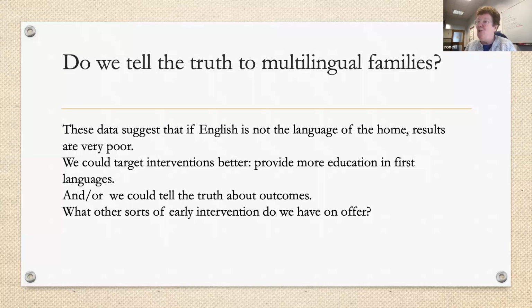As well as that, we could talk to parents about what the truth is about the outcomes. And that's a very difficult ethical issue, isn't it, for cochlear implant centres? So what other sorts of early intervention do we actually have to offer them? Because for some children, in those groups particularly where English is not used at home very much, we're not getting through. The interventions aren't being very successful, and it's an expensive intervention, and it's a one-direction intervention. It's not offering alternatives alongside that might provide another language.